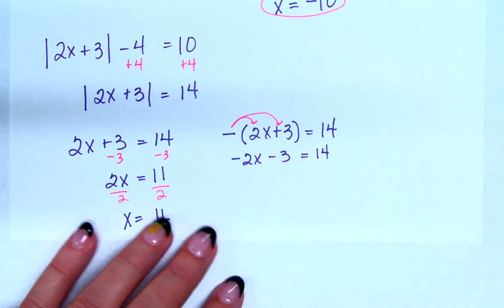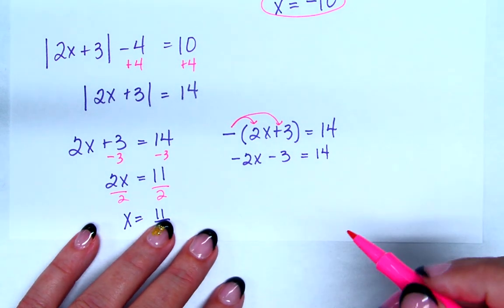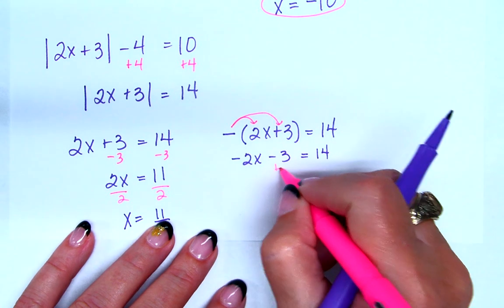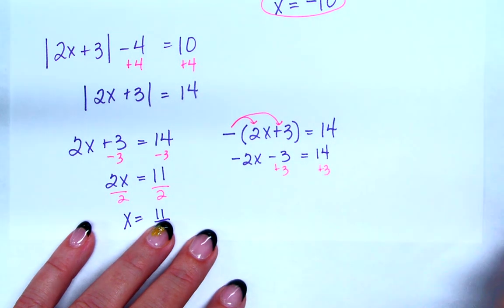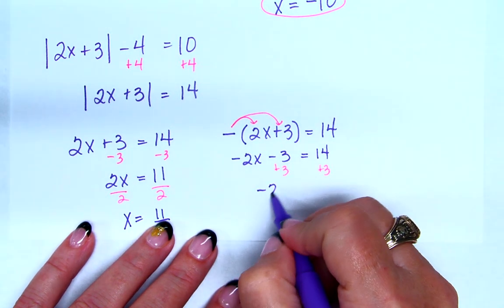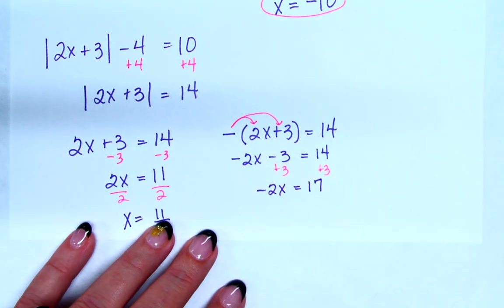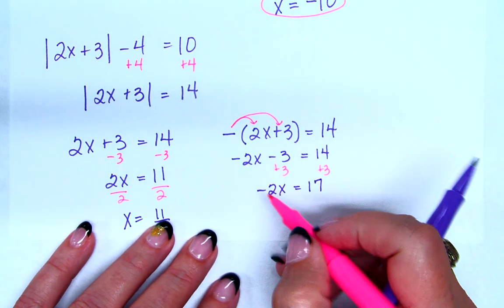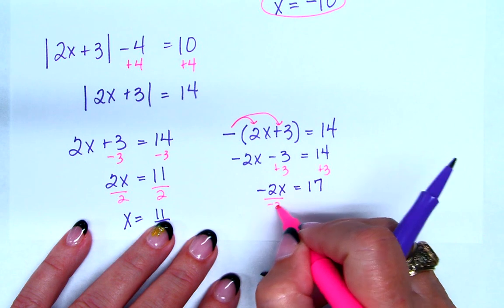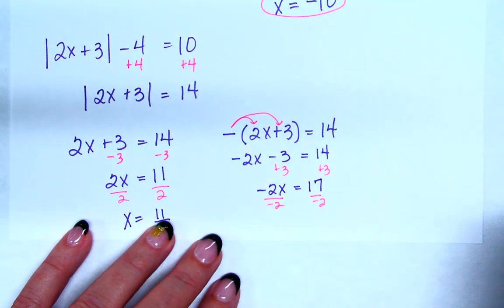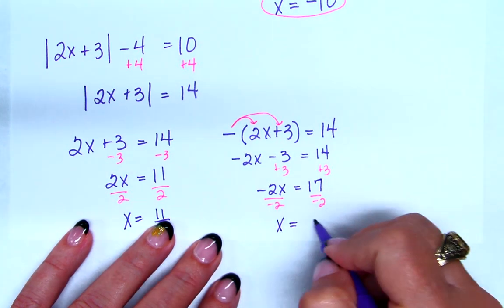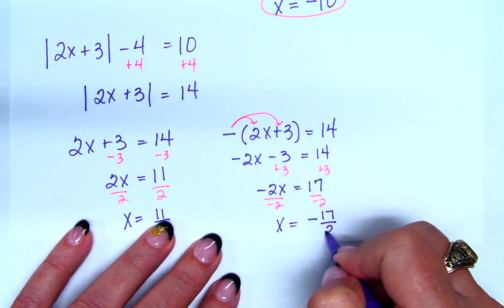Everybody okay with that? What do I do next? Add 3 to both sides. When I do that, I get negative 2x equals 17. And to solve for x, all that I have left to do is divide by negative 2. When I divide x by negative 2, I get negative 17 over 2.